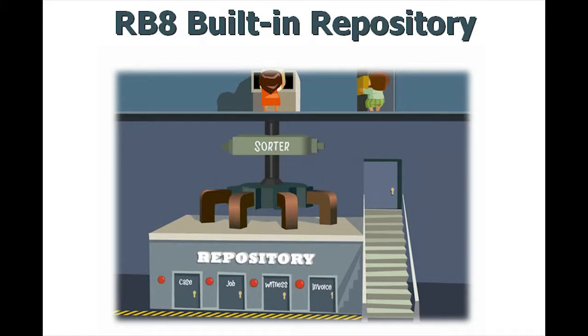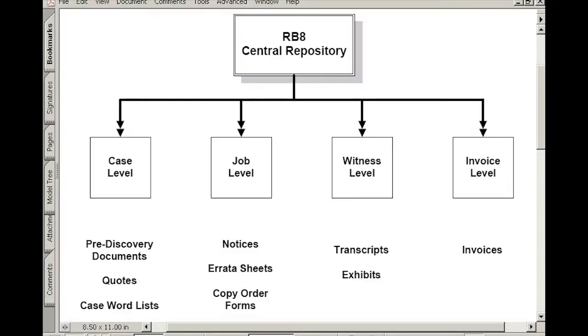Think of this as a very secure vault down in your basement that has 4 rooms or 4 sections. Now there are 4 levels in the RB8 repository, and the 4 levels are case, job, witness, and invoice. Under each level I listed typical documents or files that will be uploaded, and we'll see in a minute more details of each level.